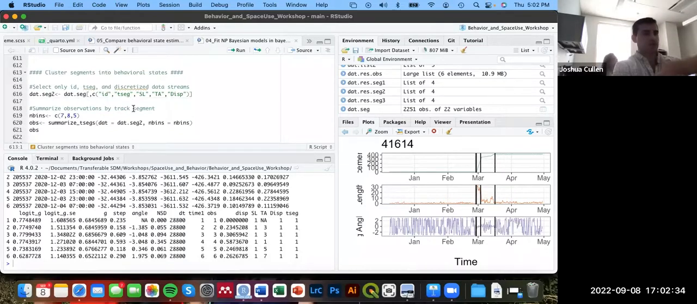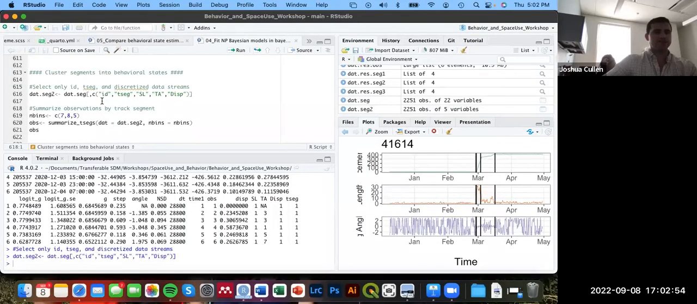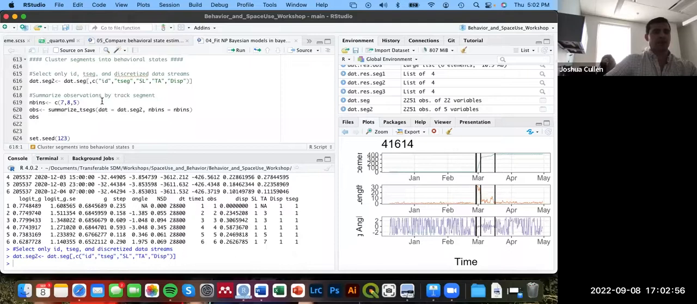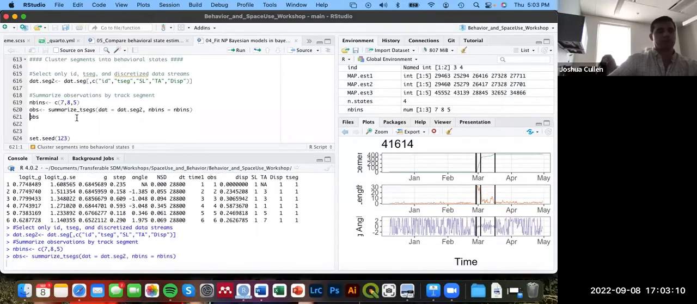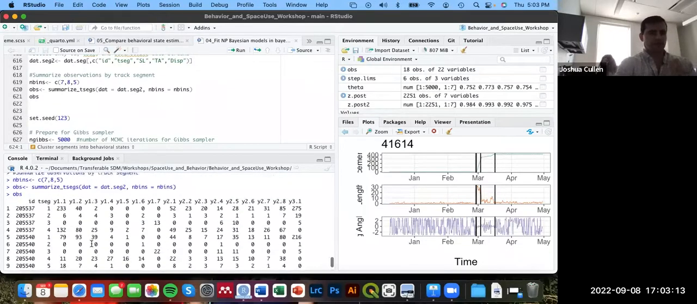The second stage is the clustering stage, which is going to cluster these segments together into states. So first, we're going to subset this data frame we just put together, and we're only going to keep the ID, the segment number, and then these discretized data streams. And we're going to call this dat_seg2. We're again going to define the number of bins if necessary in order, and then use the summarize_tsegs function to essentially summarize the number of observations per bin per time segment for each data stream. And that looks something like this.